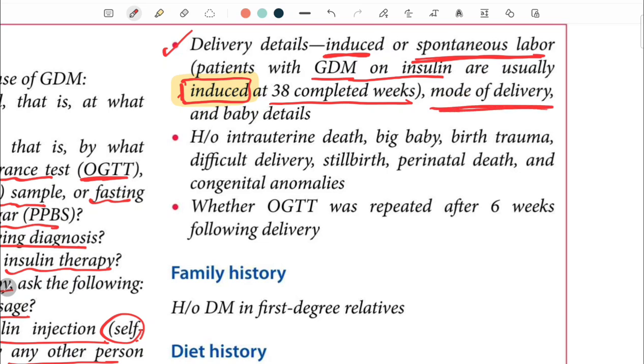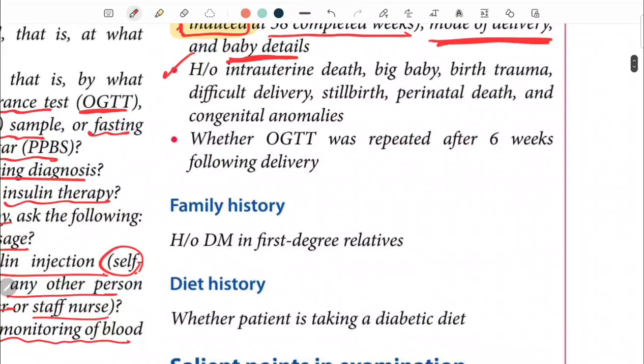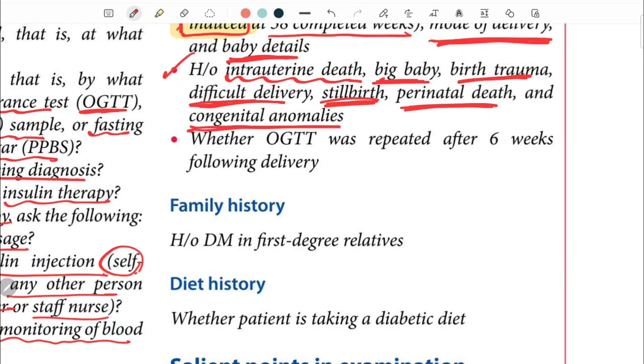Next, you need to ask for the mode of delivery and then the baby details. Next, moving on to the history of IUD, that is intrauterine death, big baby, birth trauma, difficult delivery, stillbirth, perinatal death, and congenital anomalies.